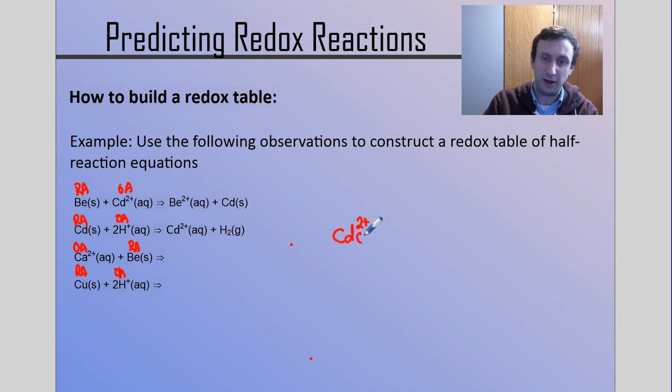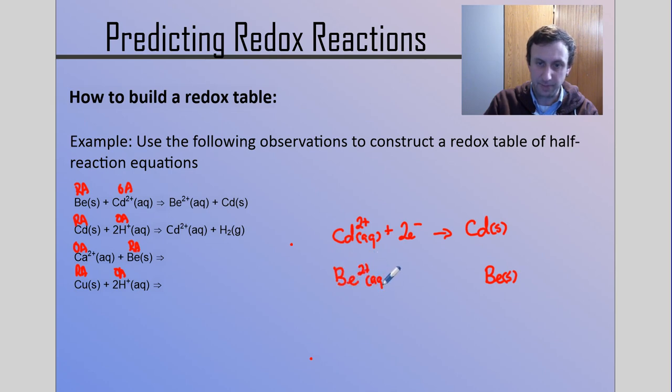I have Cd2+ aqueous. And this reaction happens, so I know that beryllium, Be, is below it. It's downhill because it was spontaneous. Why don't we right away just finish up these half reactions so we have them. So I have 2 electrons being added, making Cd solid. For beryllium, I have Be2+ aqueous plus 2 electrons makes Be solid. Okay, so that's my downhill.